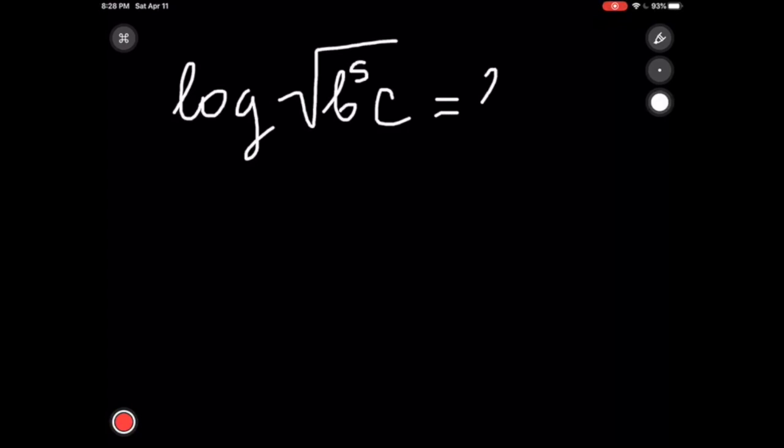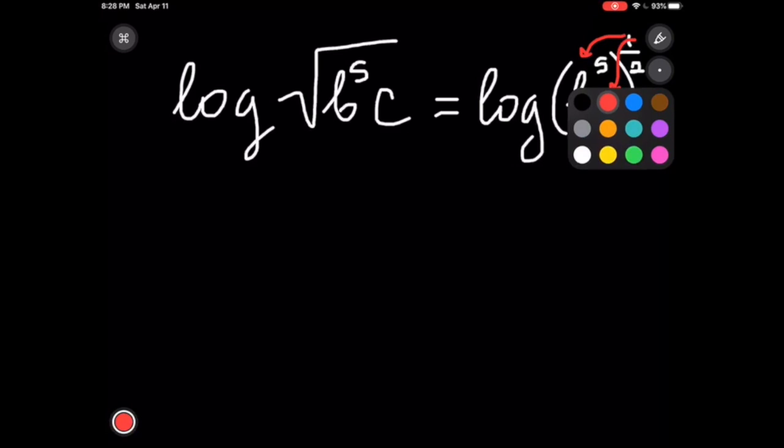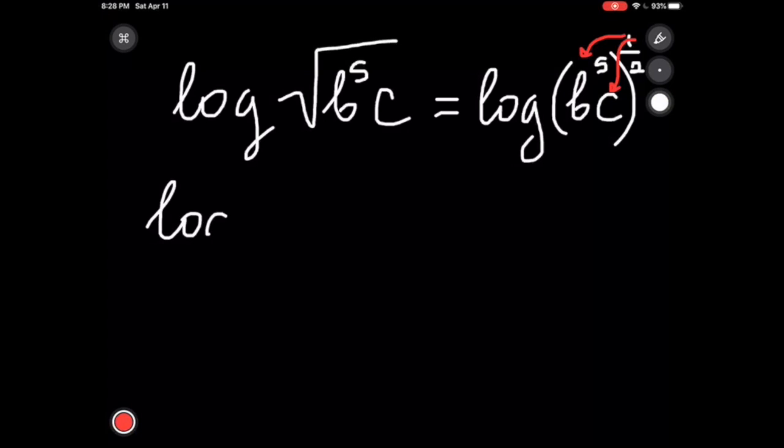Here is another similar example: log base 10 of the square root of b to the power of 5c. Remember that the square root can be written as the power of 1/2. So here we have log of b to the power of 5c, the whole thing to the power of 1/2. Remember that 1/2 affects both the b to the power of 5 and the c. That means inside the log we have b to the power of 5 over 2 times c to the power of 1/2.